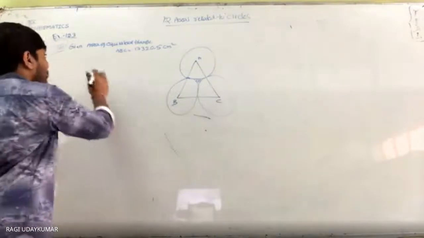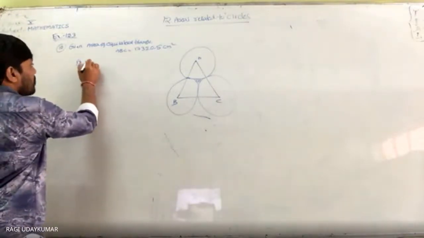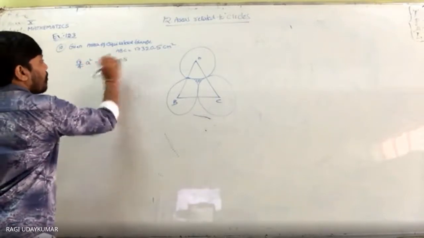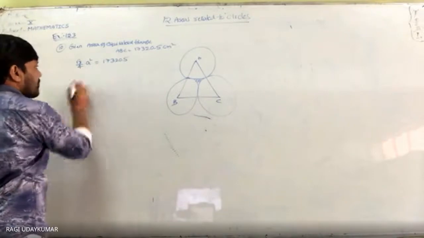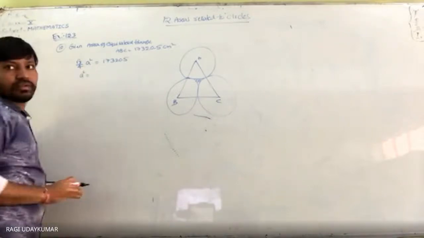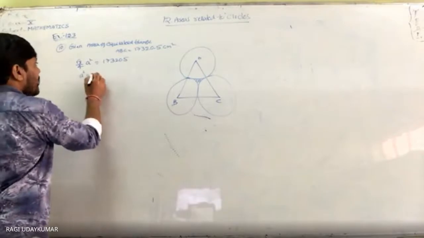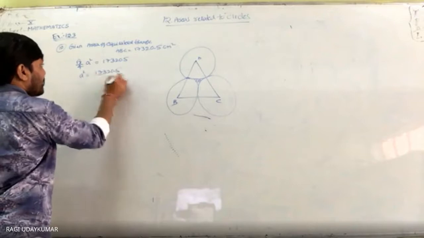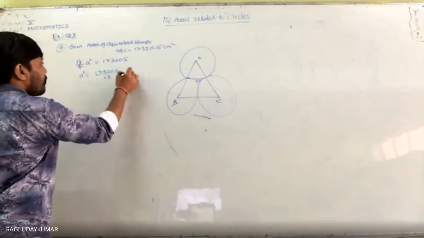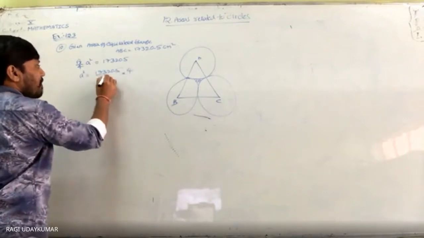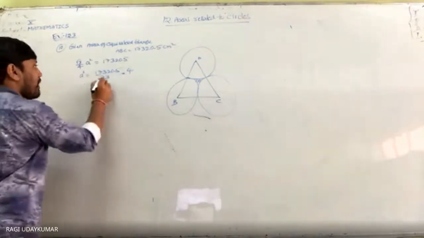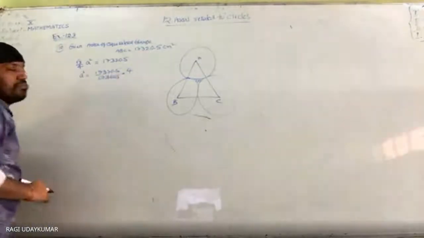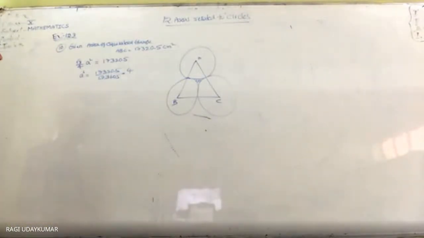So the area of the equilateral triangle, formula क्या है? Root 3 by 4 a square is equal to 17320.5. And here a square is equal to 17320.5 by root 3 into 4, where the root 3 value is given to you to take as 1.73205. So what do you get here?